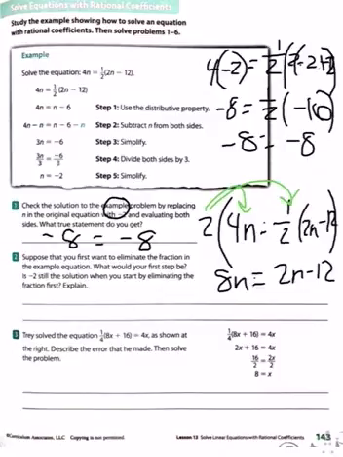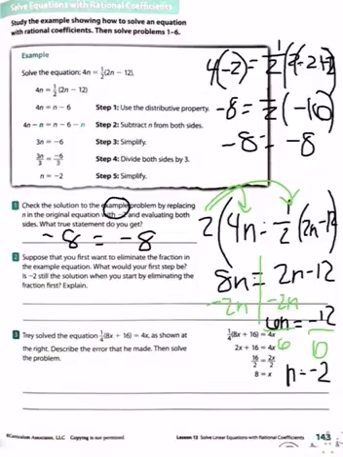From here we can combine our like terms and subtract 2n from both sides. 8n minus 2n gives us 6n equals -12. And our last step is to divide both sides by 6. With our final answer, again, being n equals -2.